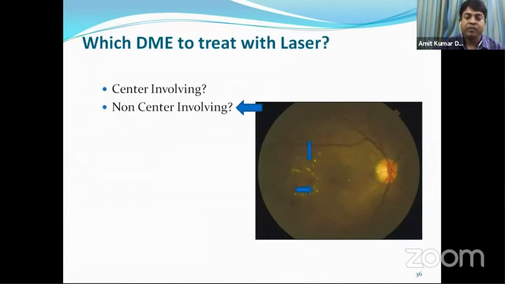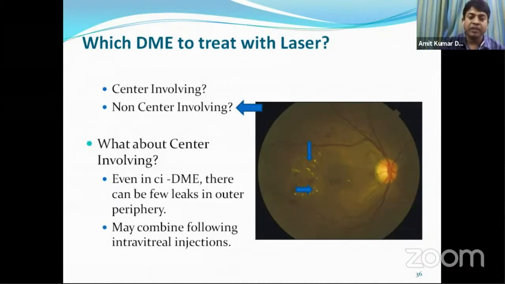Mostly the non-center involving DME we can treat with laser. What about center involving DME? In those cases also, if there is a leak outside the center of the macula, we can laser those leaks, and also may combine laser along with intravitreal injections in these patients.